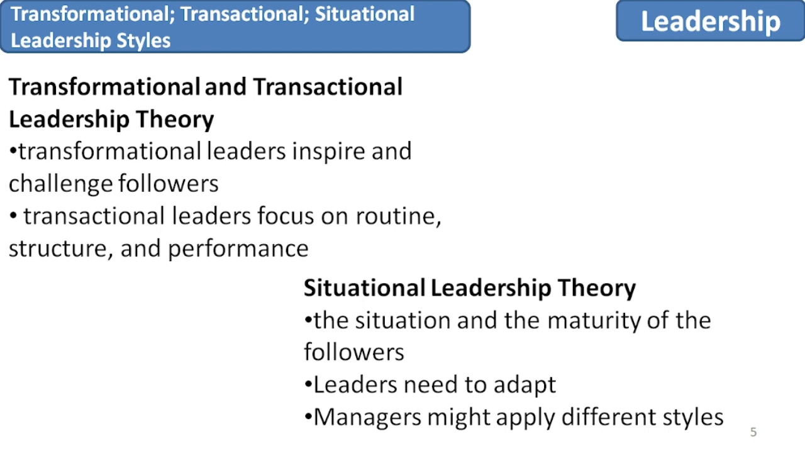The situational leadership theory, Hersey and Blanchard. This theory suggests that effective leadership depends on the situation and the maturity of the followers. Leaders need to adapt their style based on the development level of their team. Managers might apply different styles based on the task at hand and the readiness of the employees.